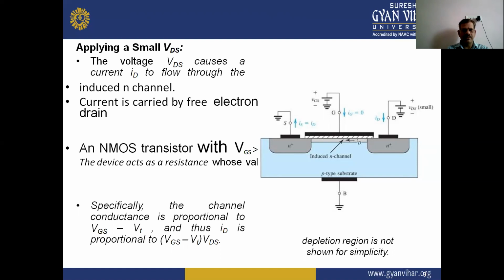In this diagram, we apply a small signal VDS. The voltage VDS causes a current ID, that is the drain current, to flow through the n channel. So current is carried by free electrons. In an N-MOSFET transistor, in that case, VGS is greater than VT, and the device acts as a resistance, and the channel's conductance is proportional to VGS minus VT, and thus ID is proportional to VGS minus VT into VDS.